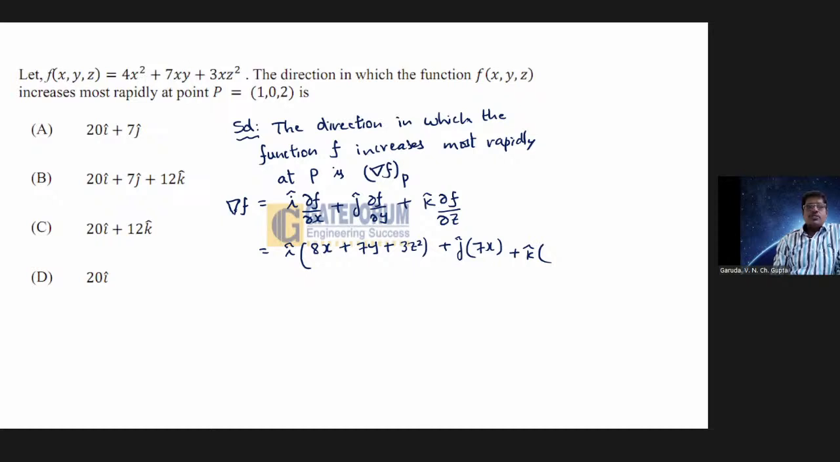So 4x square 0, 7xy 0, 3xz square. Z square derivative with respect to z is 2z. So this simplifies to 6xz. And after that, at the point P (1, 0, 2).